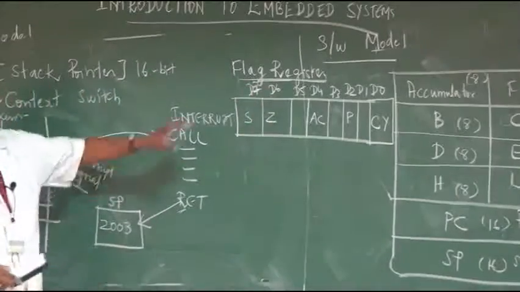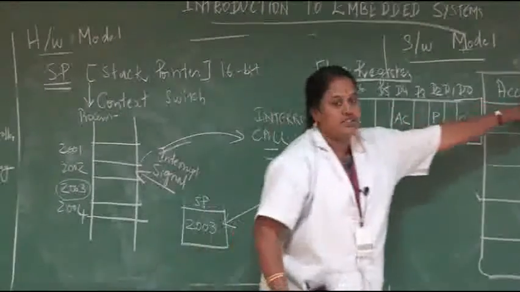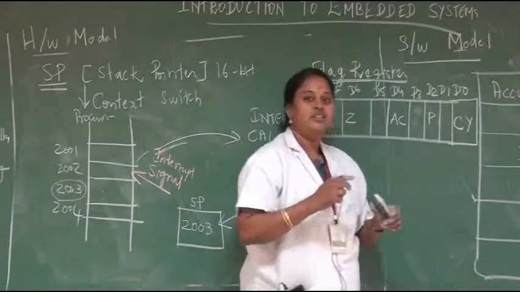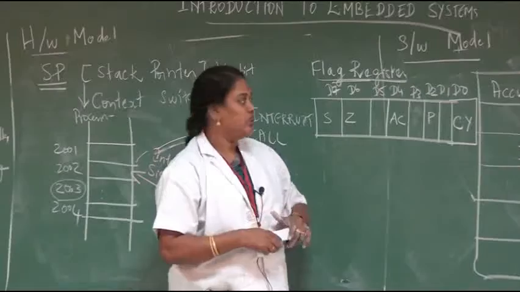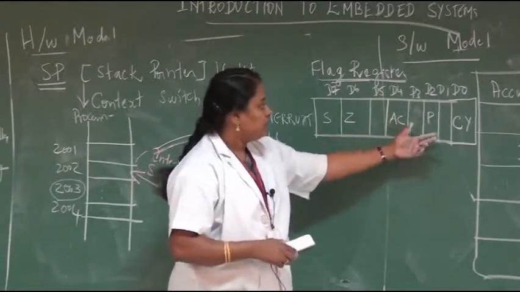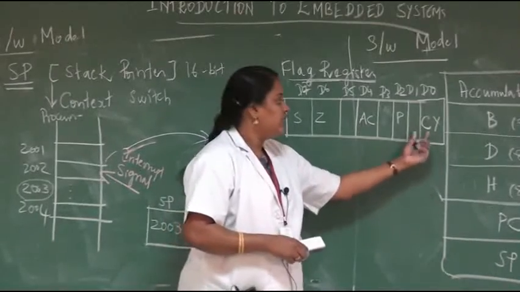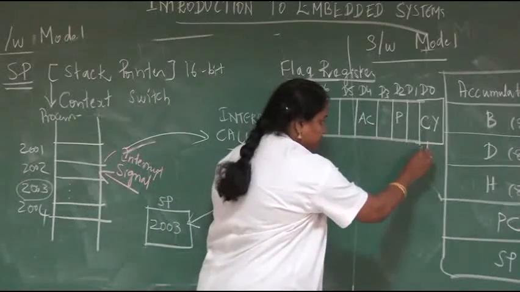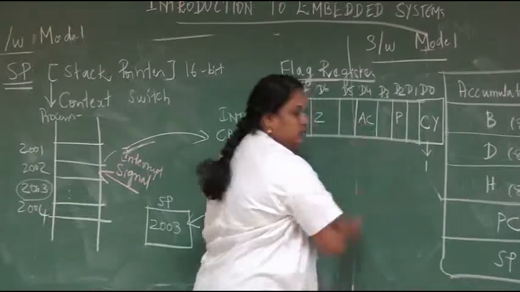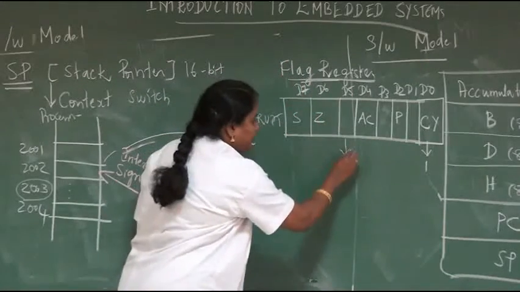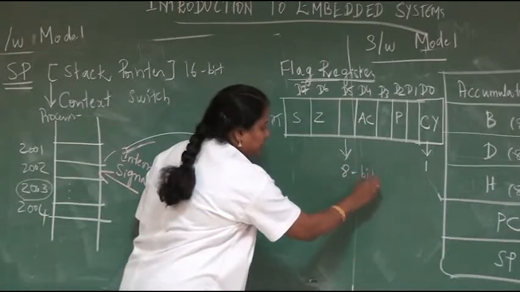Okay, so now we are going to go deep into the flag register. We have discussed that the flag register reflects the result of the previous arithmetic operation. Suppose the previous arithmetic operation generates a carry. Now the flag register CY is set as 1.